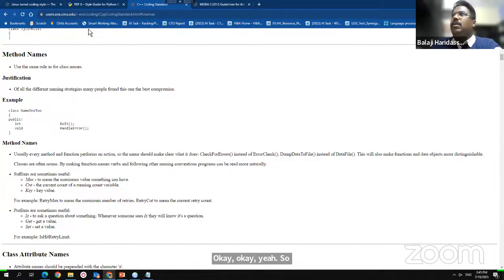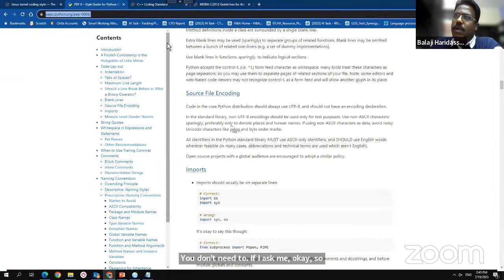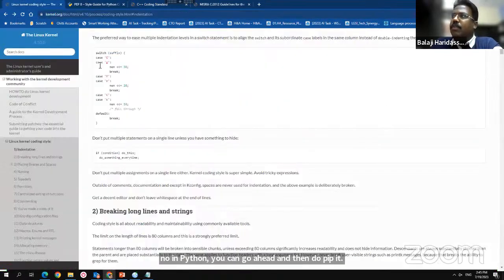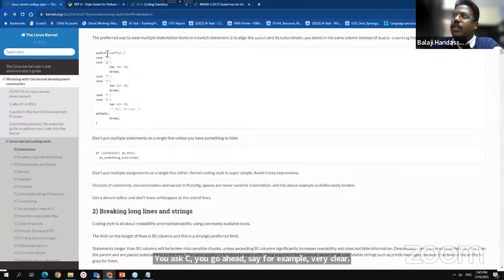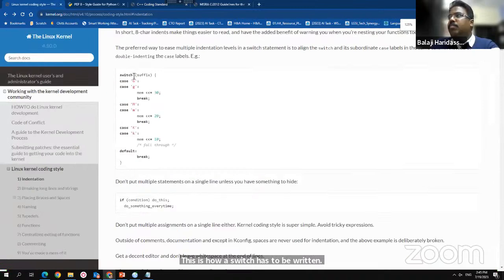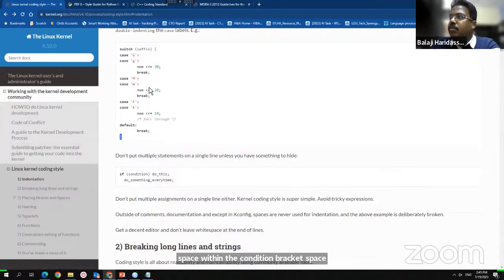So should you follow all this? You don't need to. If it's Python, you can go ahead and use PEP8. If it's C, you go ahead with its standard. For example, this is how a switch has to be written. There is a space after the switch, then a bracket, and no space within the condition. Bracket, space, bracket, end with a close bracket. This is how they do it.